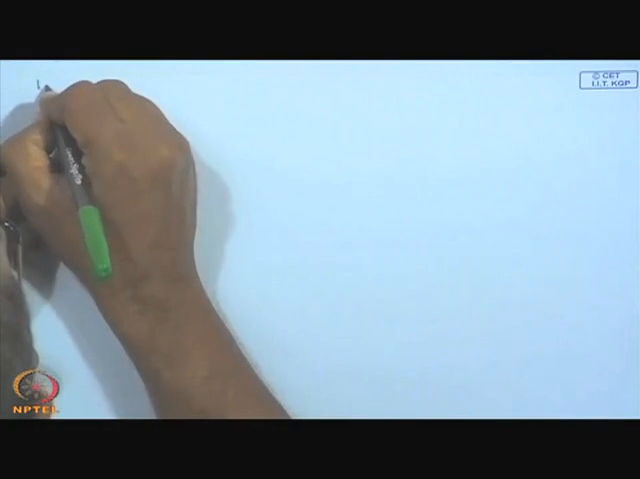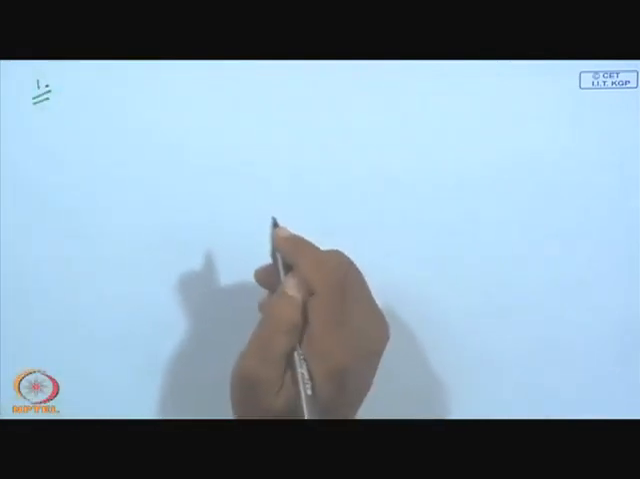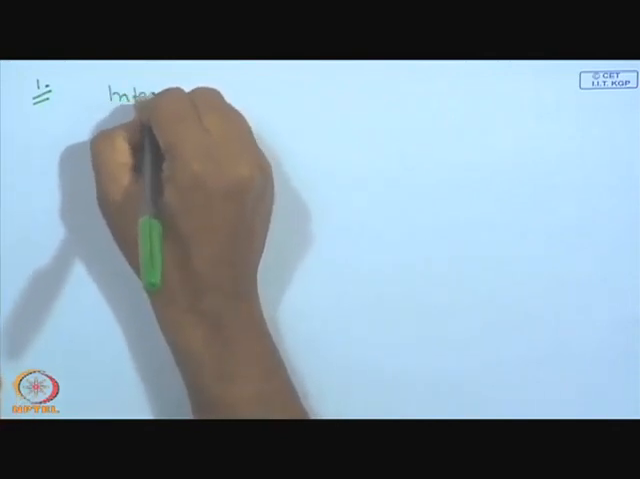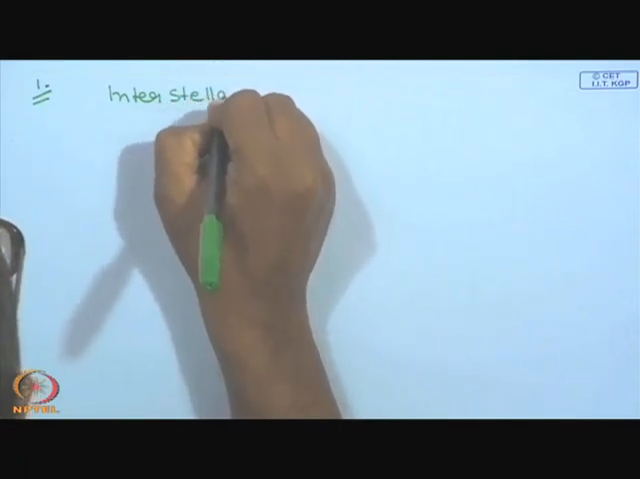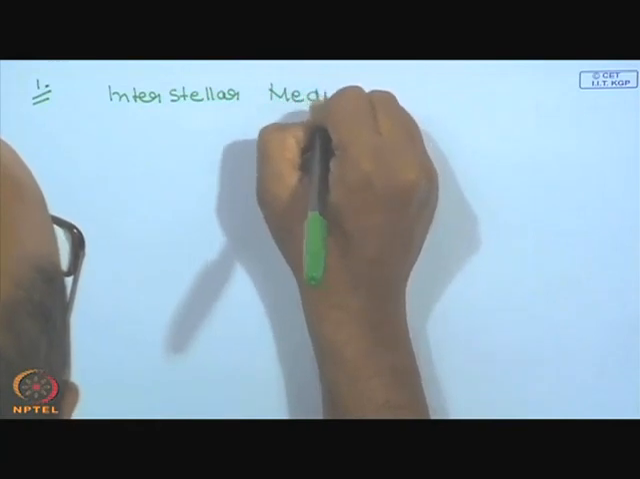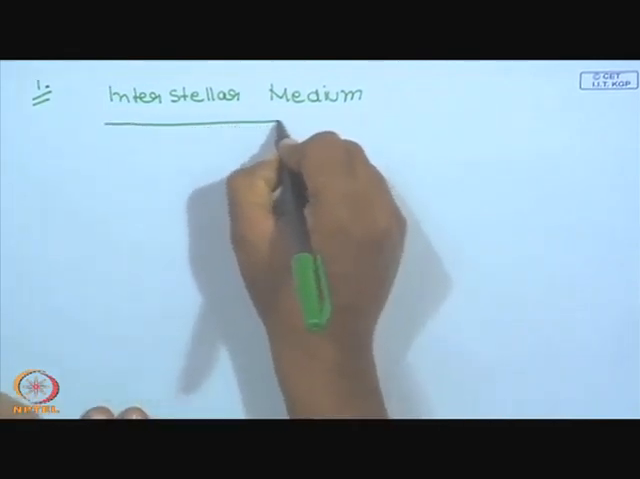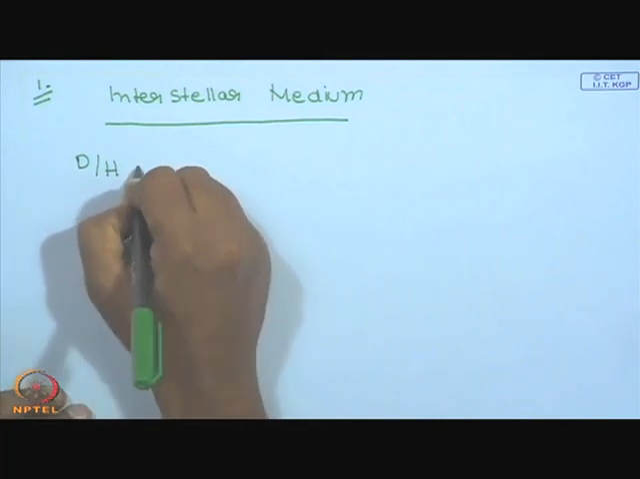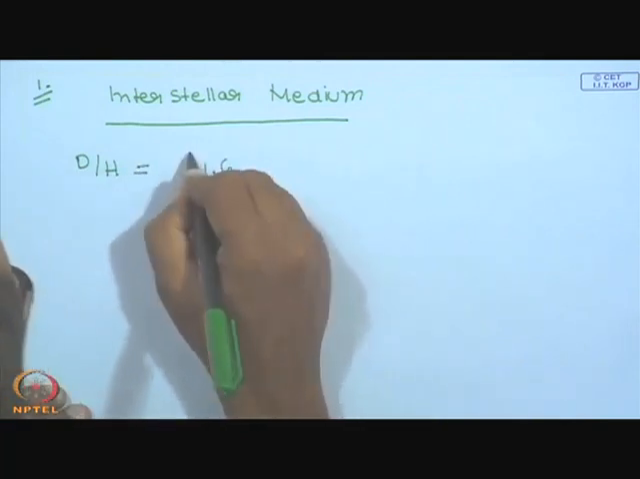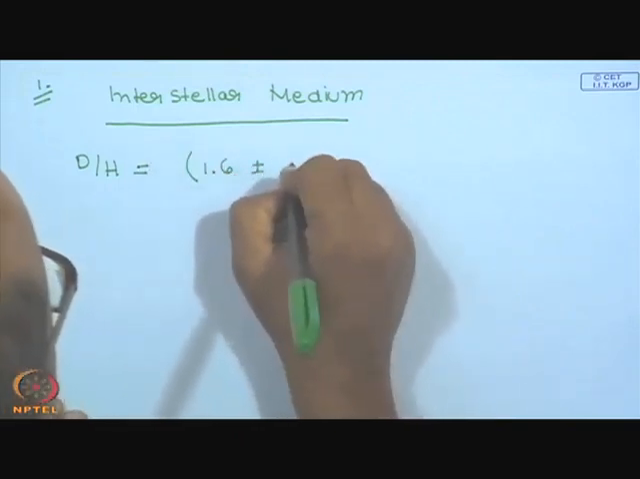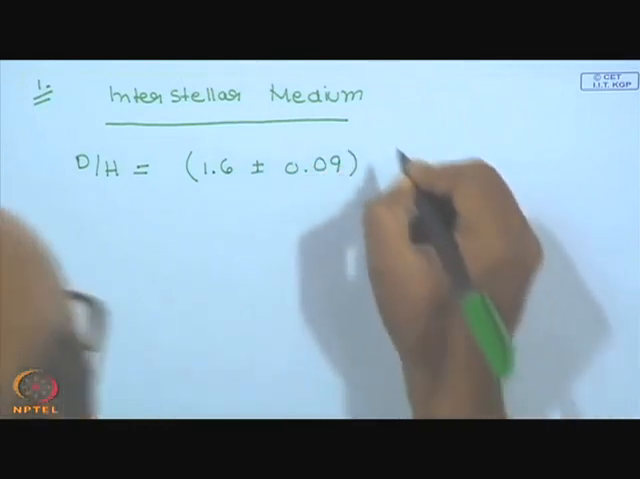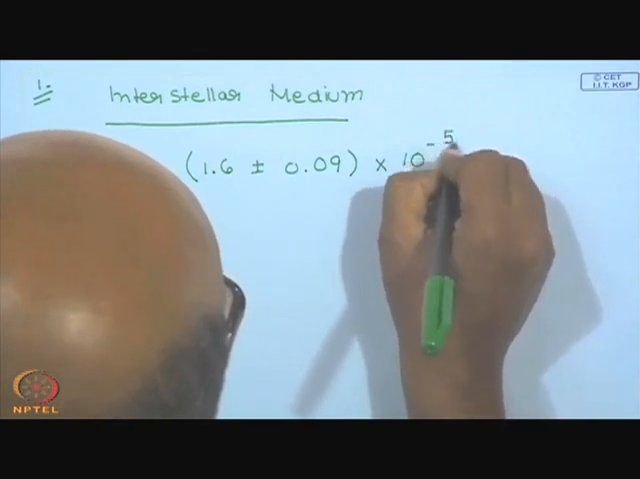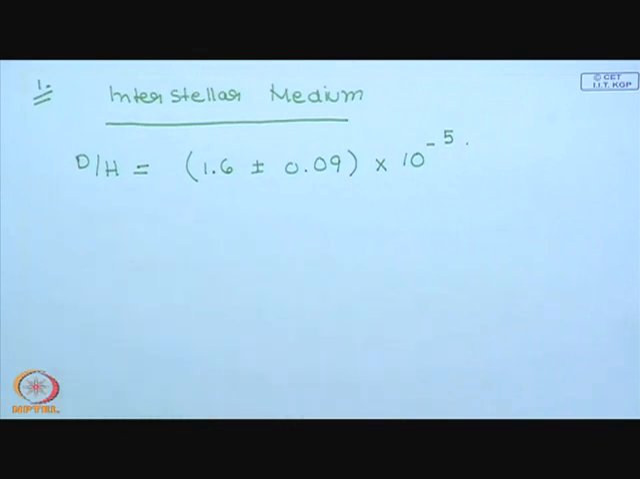The first one is spectroscopic observations of the interstellar medium. So this is the gas between the stars in our own galaxy. Spectroscopic observations of this gas tell us that the deuterium to hydrogen ratio is equal to 1.6 plus minus 0.09 into 10 to the power minus 5. So, this is one kind of observation.